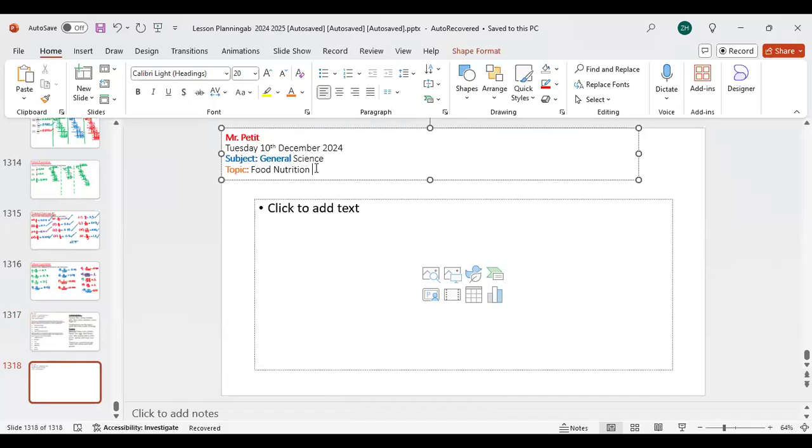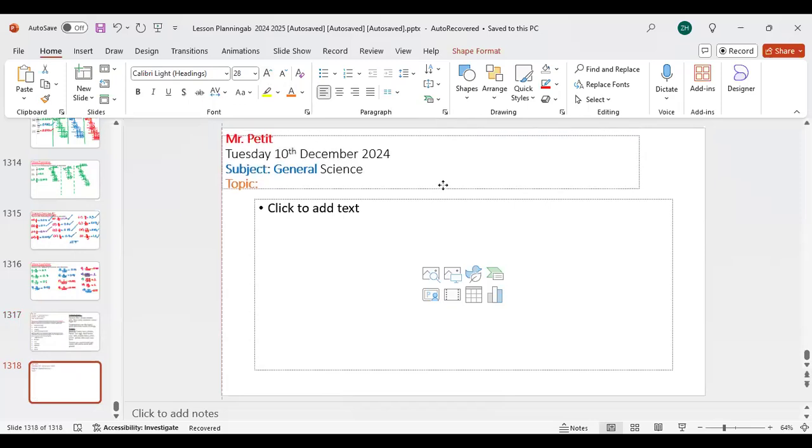So general science, the last thing we did in general was what? Parts of the seed. Okay, good.